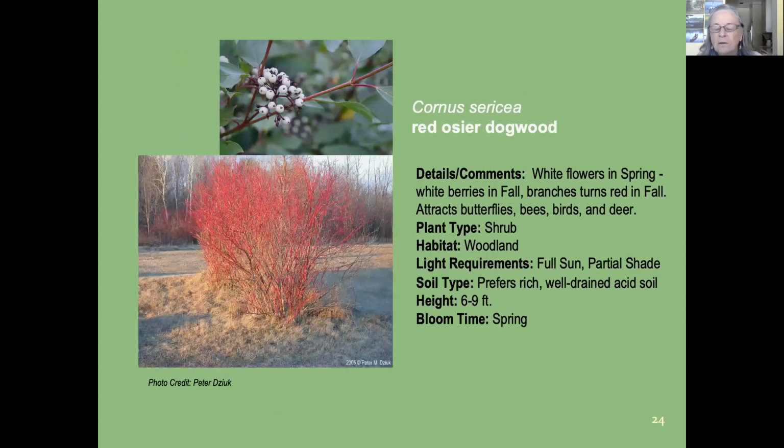The second shrub that we planted is Cornus sericea, red osier dogwood. And it's a dwarf variety and will only grow, again, 6 to 9 feet, which is good. Dogwoods are one of the most beautiful and popular native trees in Canada. This one has white flowers in spring, and in the fall it turns bright red.